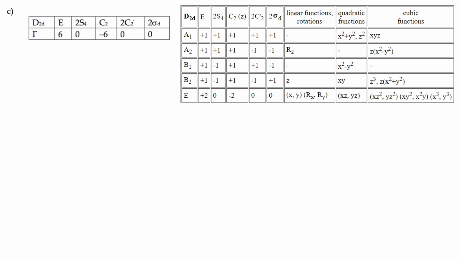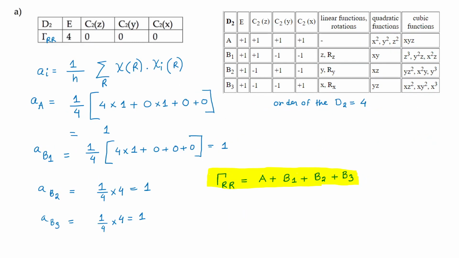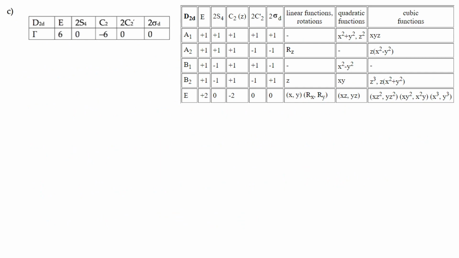So A1 is symmetric with respect to S4. B1 and B2 are anti-symmetric with respect to S4, but you can see they are symmetric with respect to C2. Maybe can we have any idea why then this is B1? No, not really. Anyway, let us come back. So this is your reducible representation. Your formula is 1 over h, summation over R, chi of R.